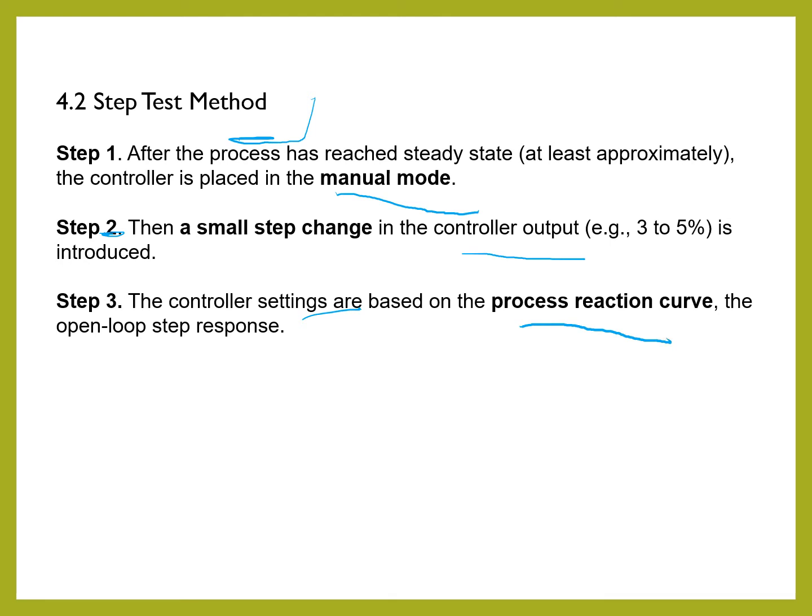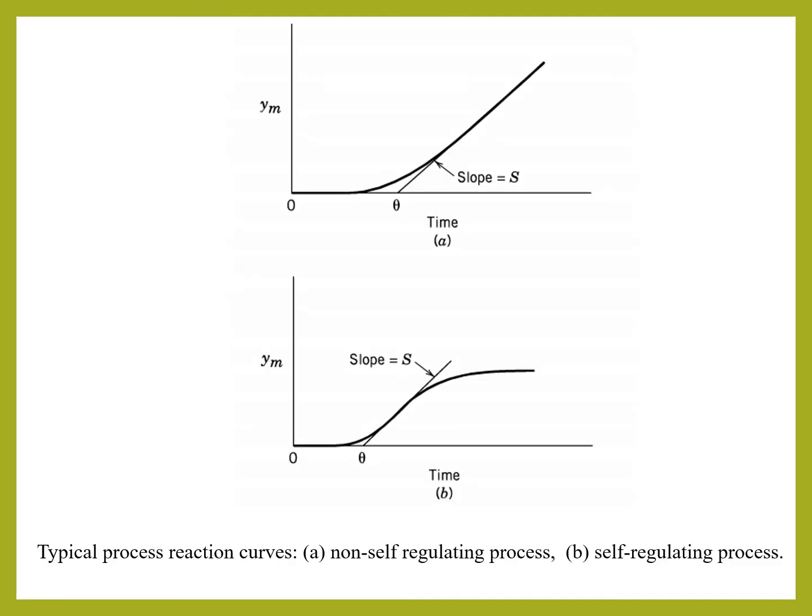Now, can you tell me what's the difference between the continuous cycling method and the step test method? If you notice, the step test method produces an open loop response, while the continuous cycling method produces a closed loop response. These are the typical process reaction curves. The first figure shows the response of a non-self-regulating process, while the second figure shows the response of a self-regulating process.